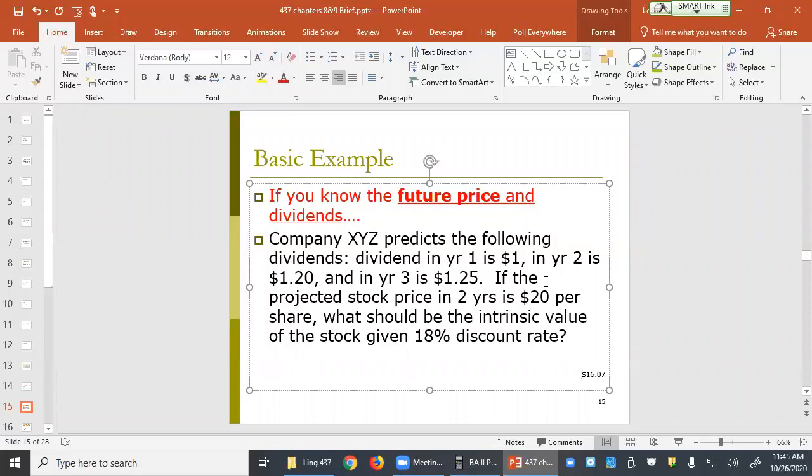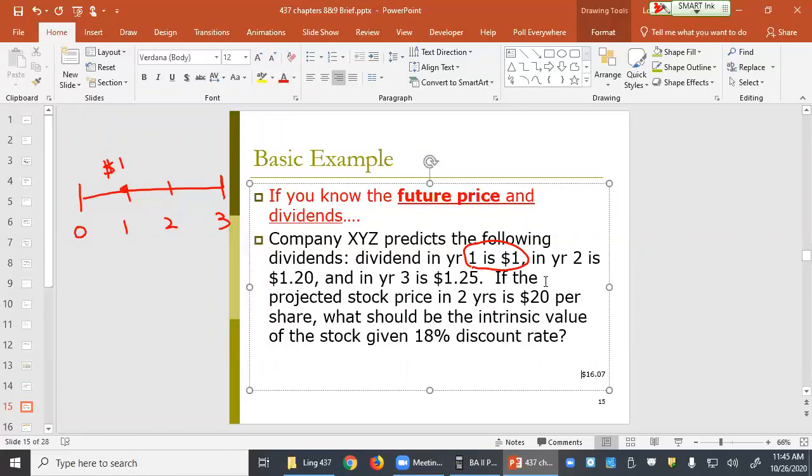So let's use the timeline to visualize our relevant cash flows. So this is time 0, time 1, time 2, and time 3, or you can say years 1, 2, and 3. Based on the information, the dividend in year one is $1. When we say in year one, we mean at the end of year one, which will occur here. So your D1 equals $1.